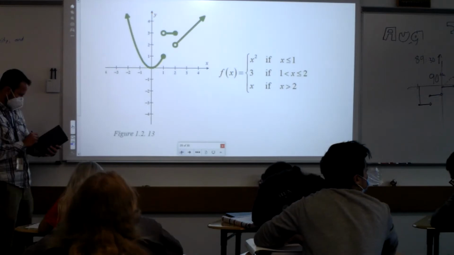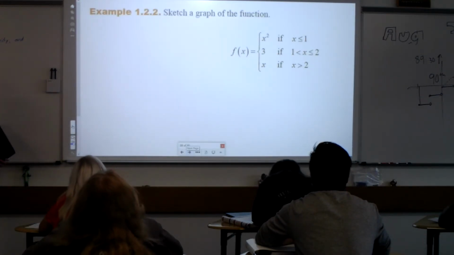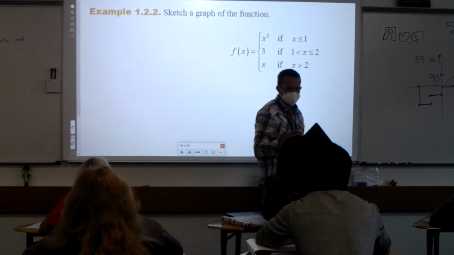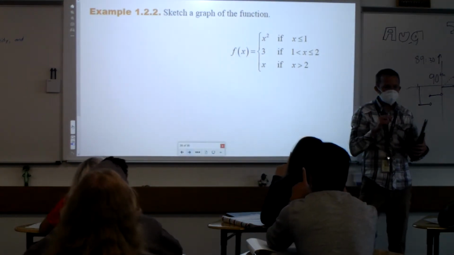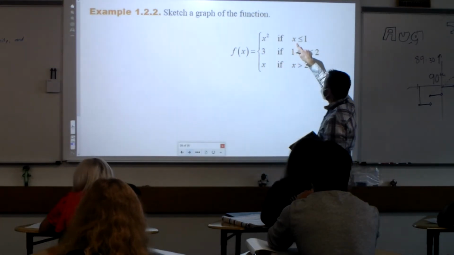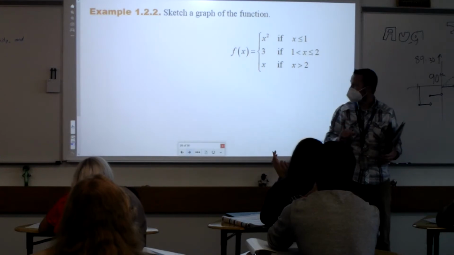Yeah, it's just this one, right? Okay, sketch a graph of this one. So we've got 3 things going on. We've got x squared. Show me with your hands, what does x squared look like? Great, but when are we using this? When x is less than or equal to 1. So we're only using kind of this part over here.